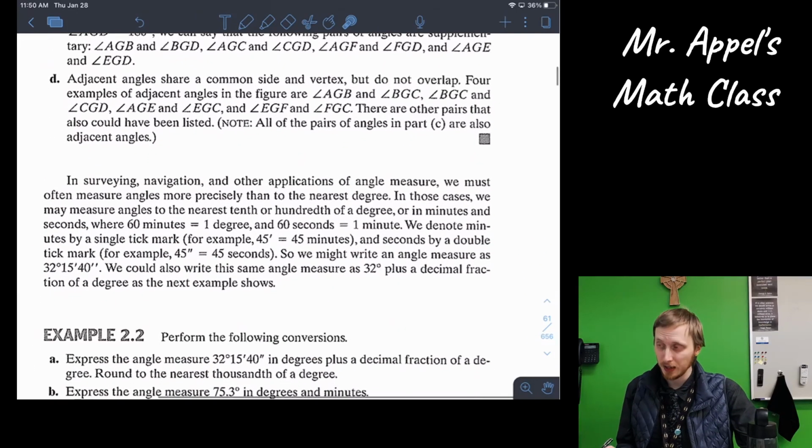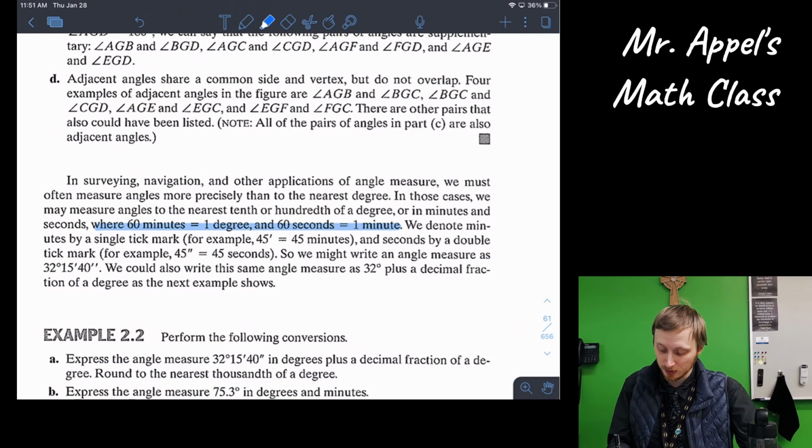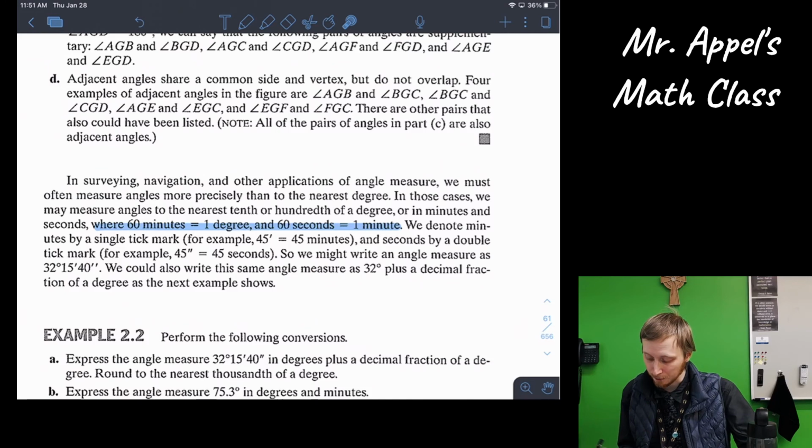And finally, we come to a practical application of angles and angle measures. In surveying, navigation, and other applications of angle measure, we must often measure angles more precisely than to the nearest degree. In those cases, we may measure angles to the nearest tenth or hundredth of a degree, or in minutes and seconds, where 60 minutes equals 1 degree and 60 seconds equals 1 minute. If you are not familiar with that system, make note of it there. It is exactly as you'd expect, the terms minutes and seconds based on time of day from a clock.